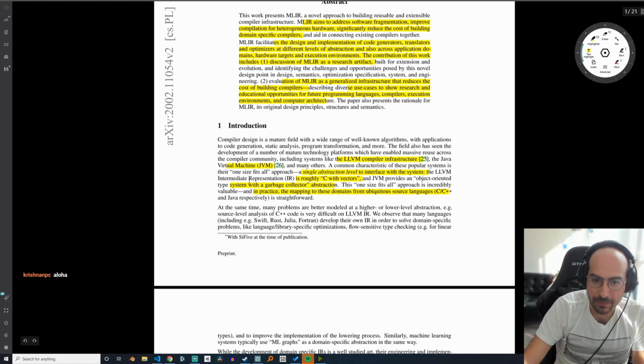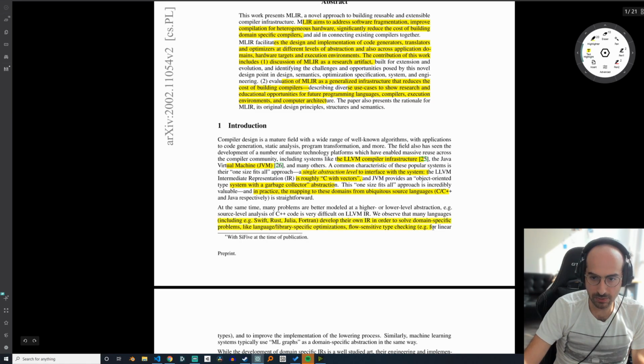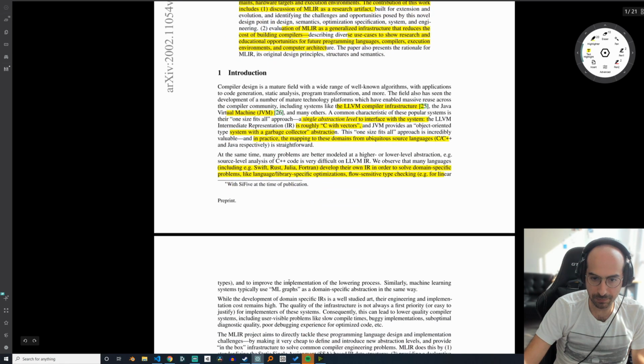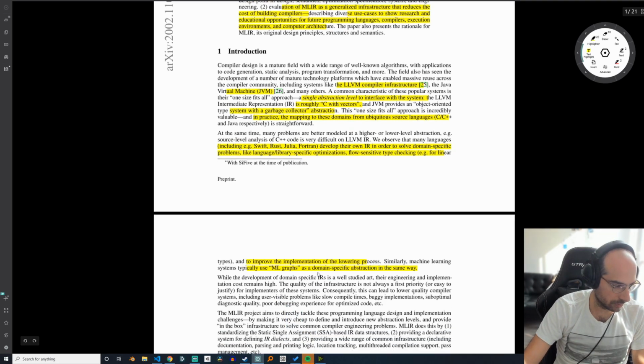So at the same time, many problems are better modeled at a higher or lower level of abstraction. Many languages, including Swift, develop their own intermediate representations for linear types and to improve the implementation of the lowering process. And typically, machine learning systems use ML graphs as domain-specific abstractions in the same way. Okay.